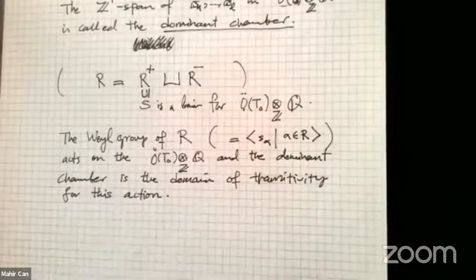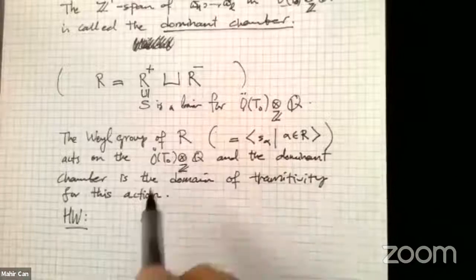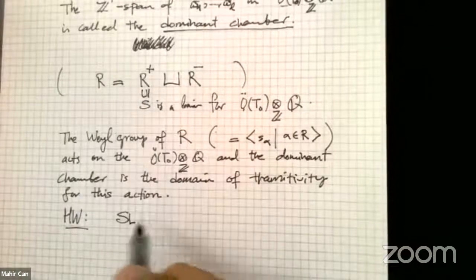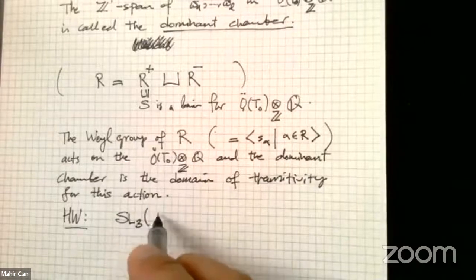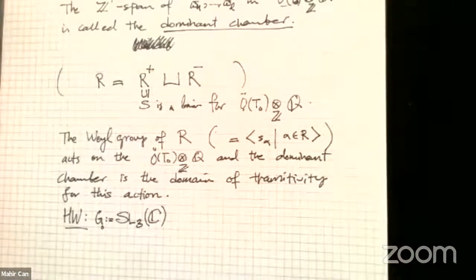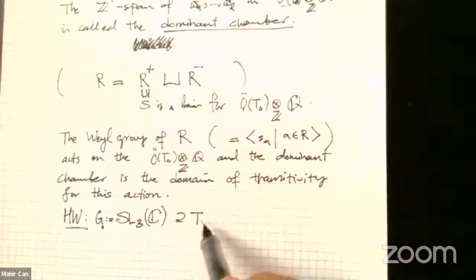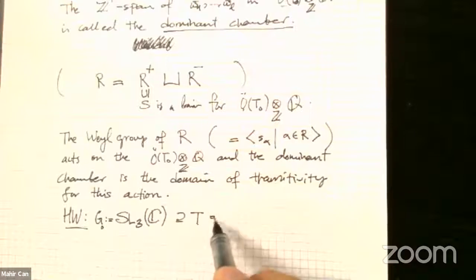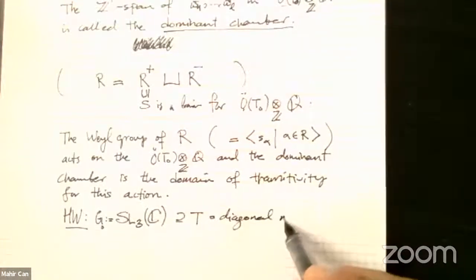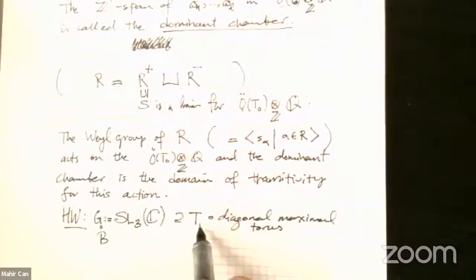So it's a very instructive exercise to work this out. For SL2, do it for SL3. Let's take G0 to be SL3. This is a semi-simple algebraic group. Fix the maximal torus as diagonal matrices. Diagonal maximal torus. And consider B to be, maybe I should write B naught, upper triangular matrices in SL3.